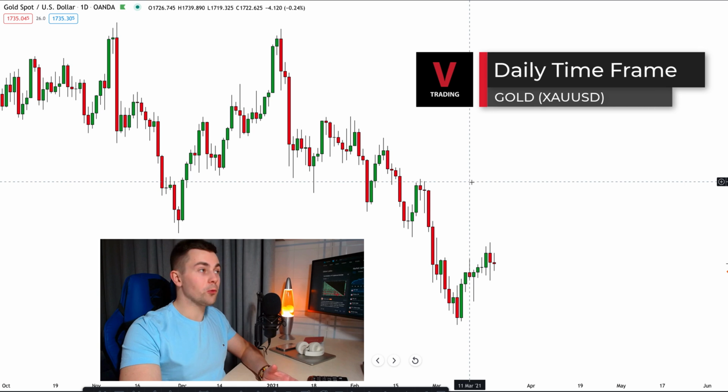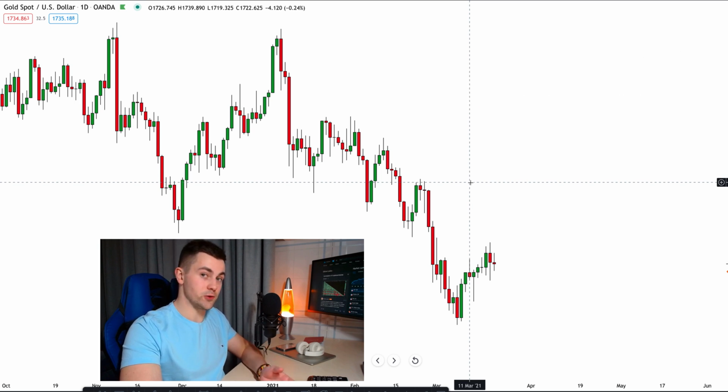Alright traders, to properly execute top-down analysis, we should start with the higher time frame, and on gold we will start our analysis with the daily chart. On the daily chart, the first thing is to identify the current market trend, and I guess it is quite clear that on gold right now we are trading in a bearish trend.